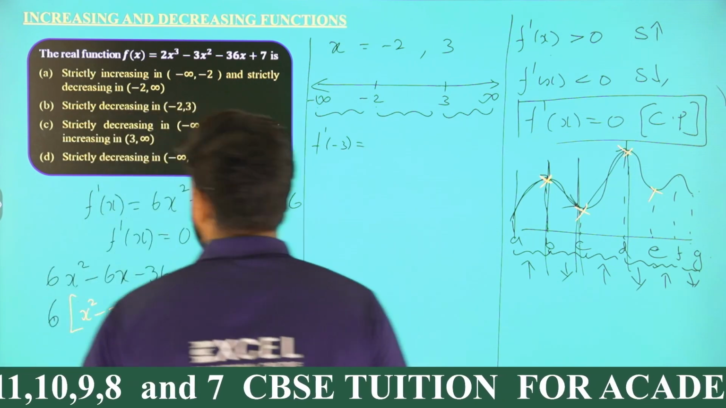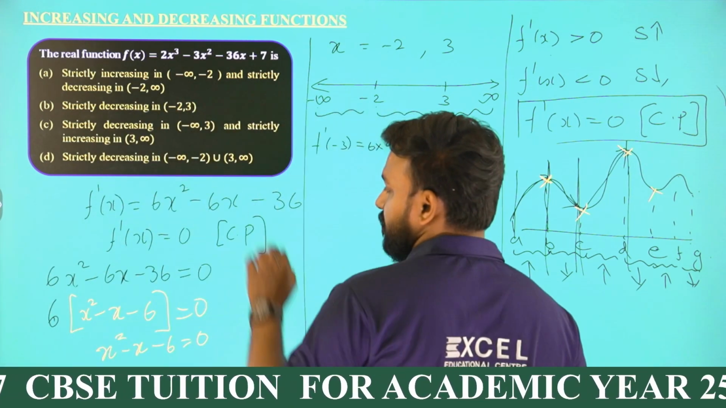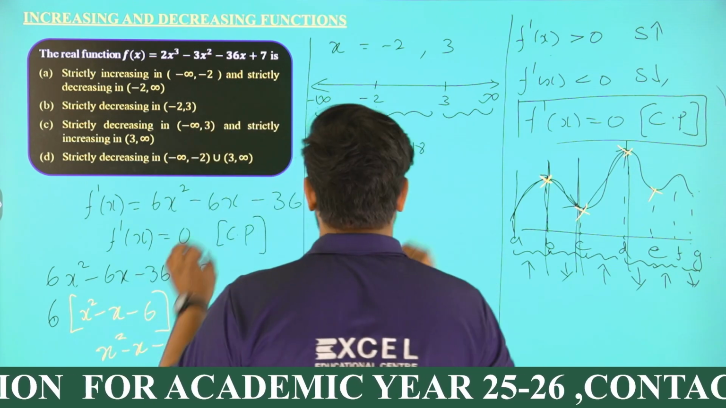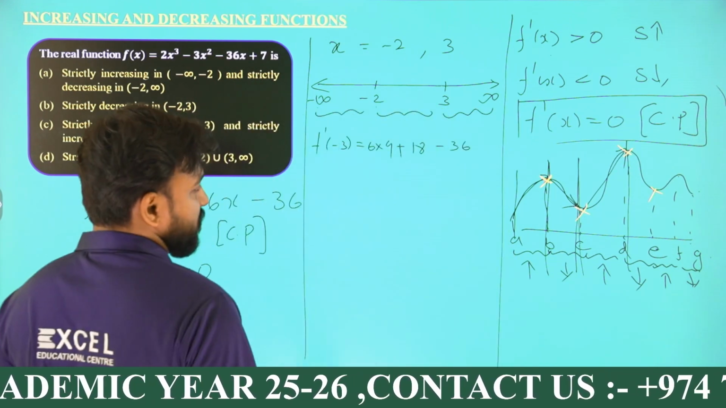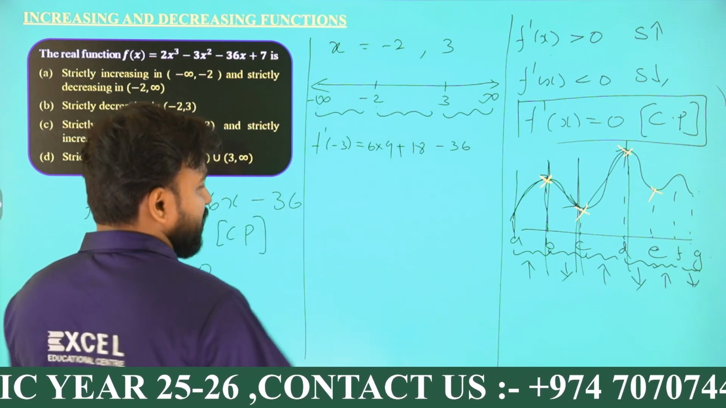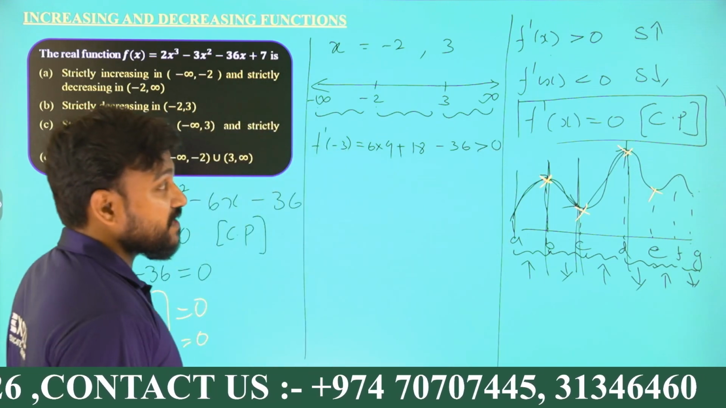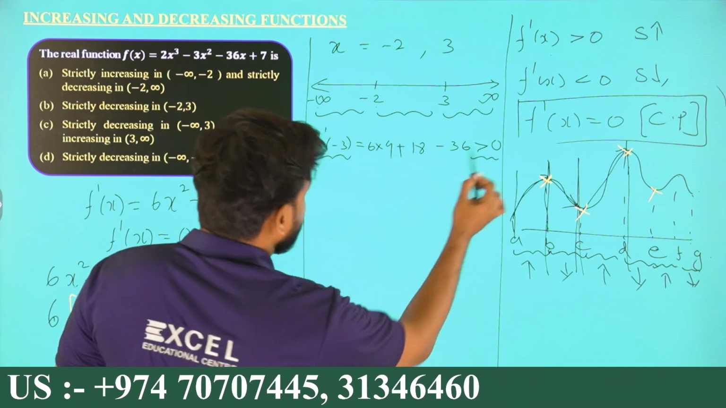When you're putting minus 3 in this derivative, what you will get? 6 into 9, minus 3 square is 9. Minus 6 into minus 3 is plus 18 and minus 36. Of course, it's like 54 plus 18 minus 36, which is positive. We don't need the exact value. We only need what? It's greater than 0. F dash of minus 3 is greater than 0.